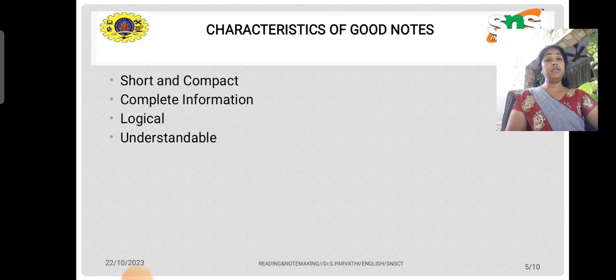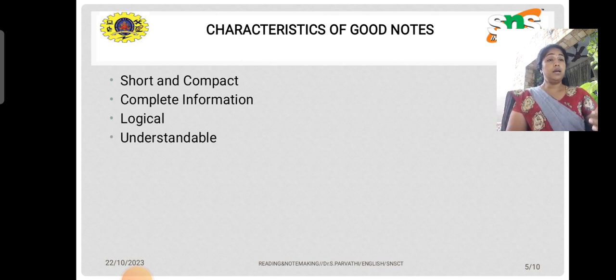Avoid that. Whenever your paragraph is short and concise, people can easily read and understand it, right? And complete information. If it is a paragraph, inside that paragraph you have so much content. You have tried to give all the information, right?